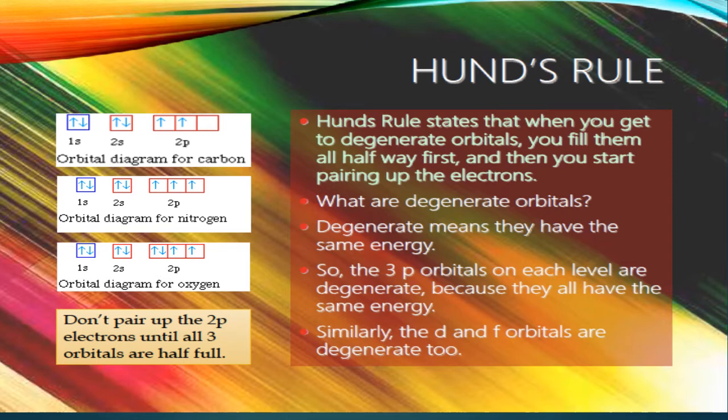Likewise, if you take nitrogen, the atomic number of nitrogen is 7. So 2 electrons in the 1s orbital, 2 electrons in the 2s orbital, and 3 electrons in the 2p orbital. And the next, oxygen, atomic number 8. So 2 electrons in the 1s orbital, 2 electrons in the 2s orbital, and 4 electrons in the 2p orbital. Don't pair up the 2p electrons until all 3 orbitals are half full.